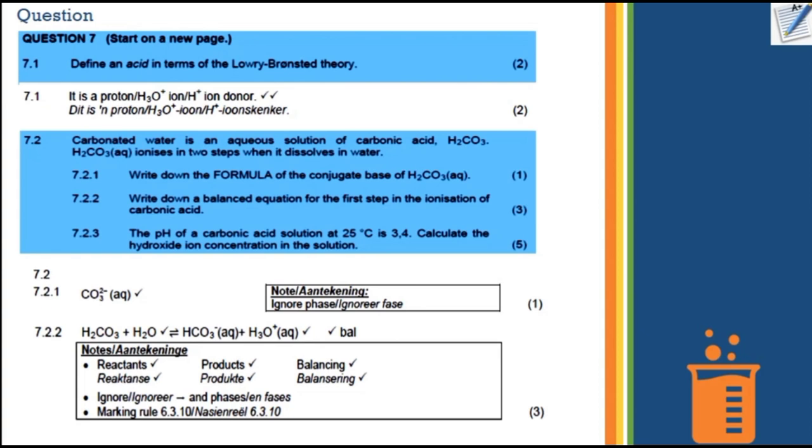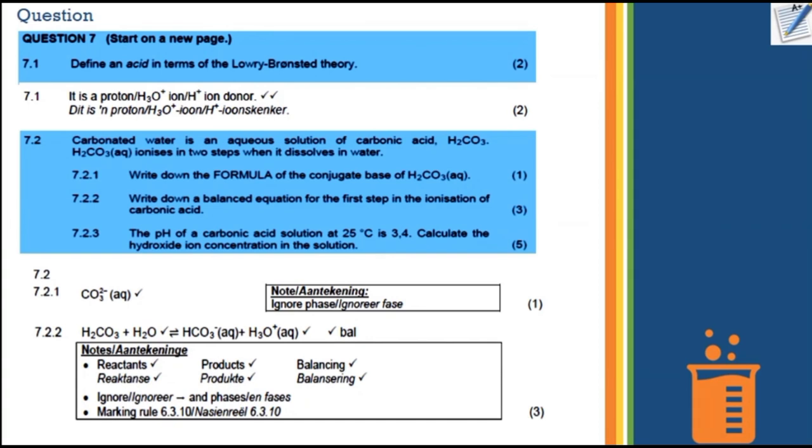You got that? And of course, the second step would be when we take what's on the right-hand side and we take the hydrogen away, and there we come to the answer that we had in 7.2.1, where we have CO3 2-. Okay, that is the conjugate base of H2CO3 when all is said and done.